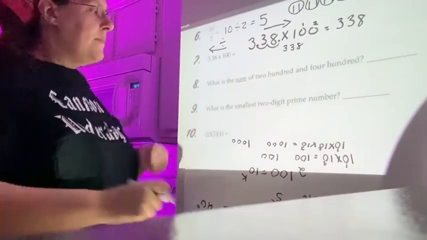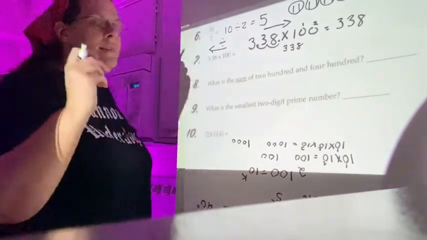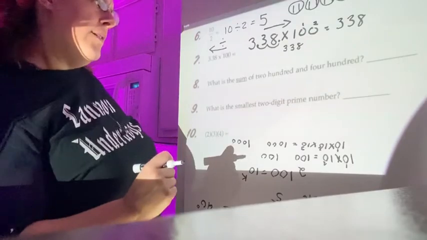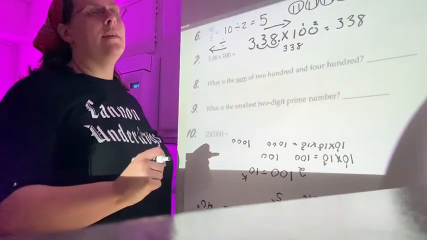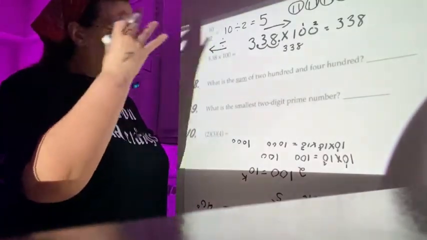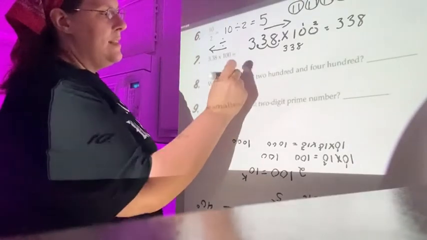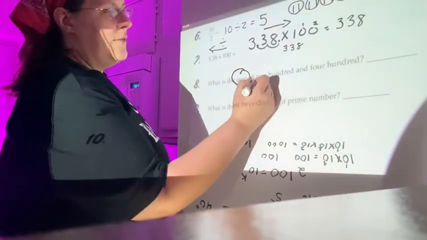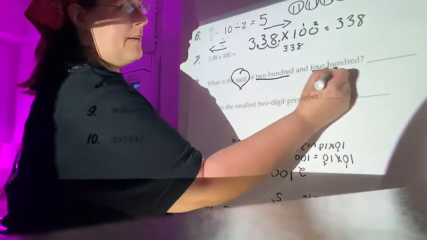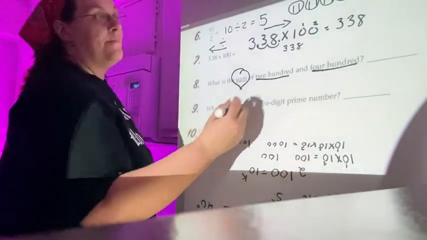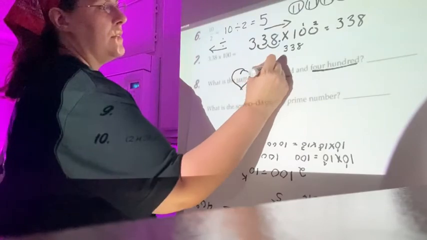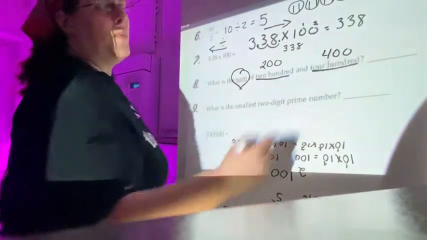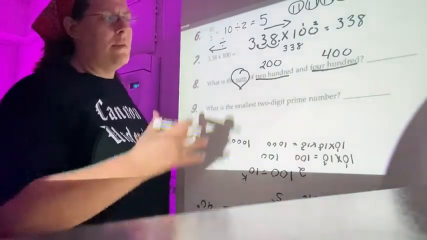Excellent for us. Number 8. What is the sum of 200 and 400? Oh, they're making you use your reading. What is the sum of 200 and 400? So let's put those numbers down. 200 and 400. Everybody in here knows how to write those numbers down.